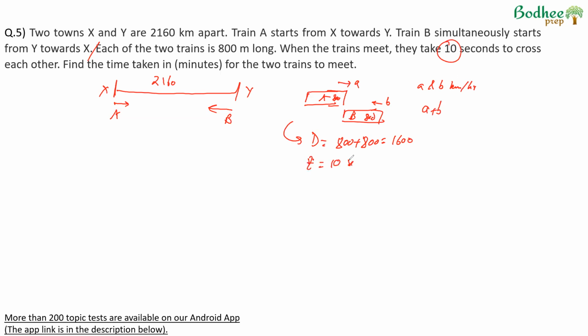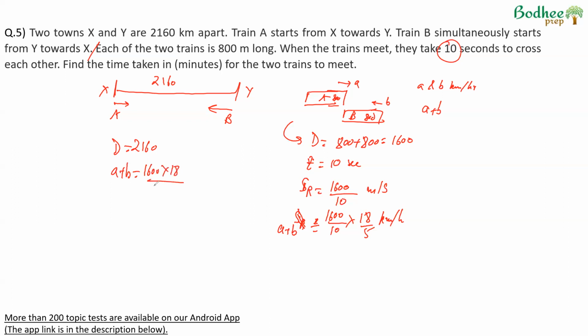Therefore, the relative speed would be distance upon time, 1600 upon 10 meters per second. To convert it into kilometers per hour, we multiply by 18 by 5. So this becomes the relative speed of the two trains, that is A plus B. Now, if we look at the question, find the time when the two trains meet. In this case, the starting distance between the two trains is 2160. Their relative speed A plus B is given by 1600 into 18 by 10 into 5.